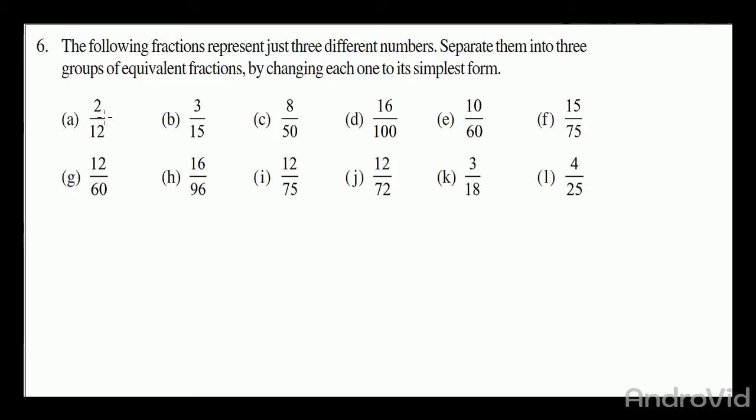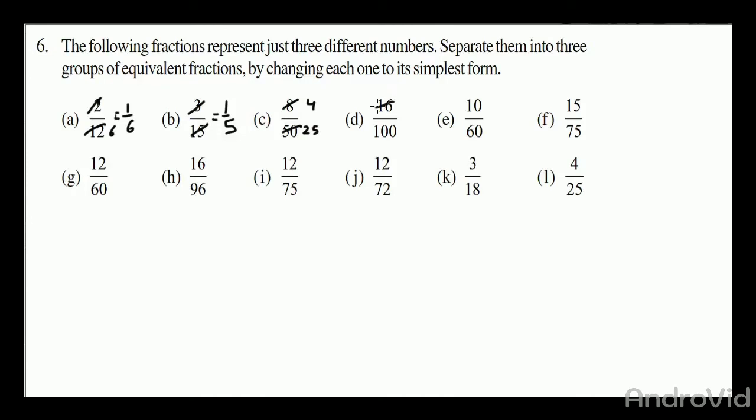Let's reduce all of them. 2 over 12 is simple, 1 over 6. Right, it's 1 over 6, as simple as that. Again, 3 5s are 15, 1 over 5. Again, first divide it by 2, that is 4 to the 8, 25. Not reducible further, so 4 over 25.